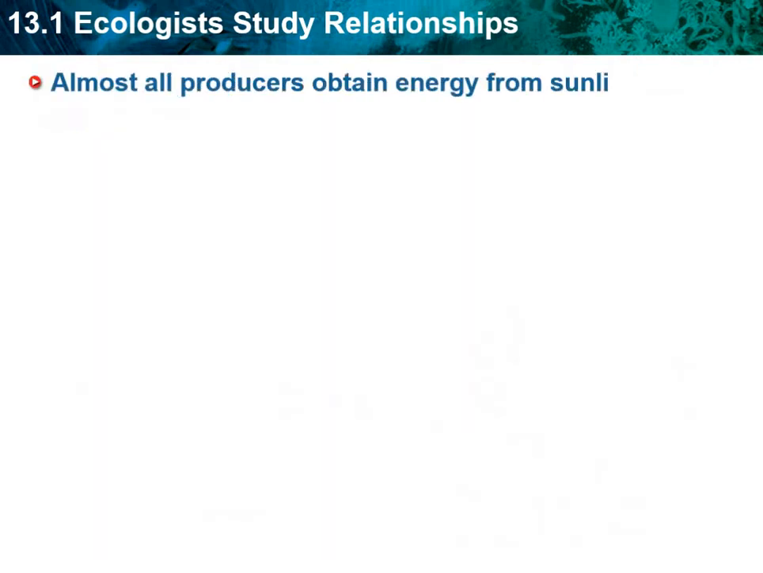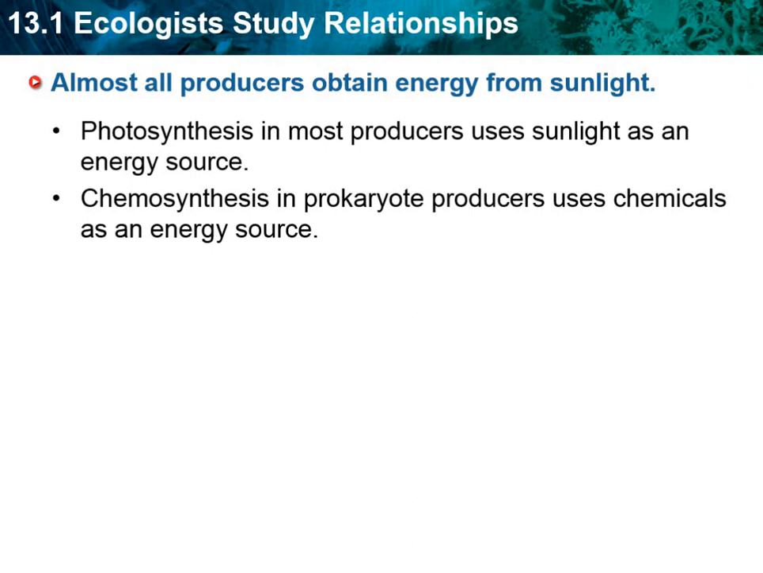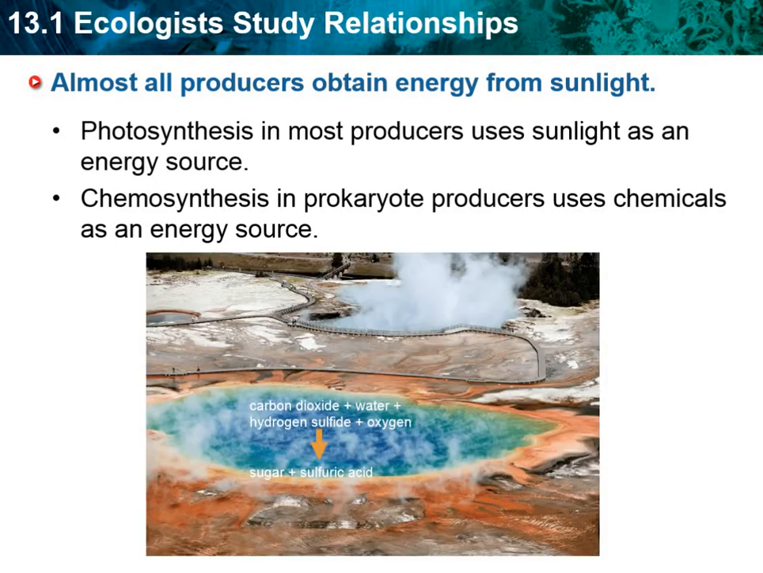So almost all producers obtain their energy from sunlight. That process is called photosynthesis. So in photosynthesis, most producers use sunlight as the energy source. There's another type of energy source, and that's chemosynthesis, in which a prokaryote, so a bacteria, is going to take chemicals from their environment and turn those into an energy source. So that ends the notes for Sections 1, 2, and 3.